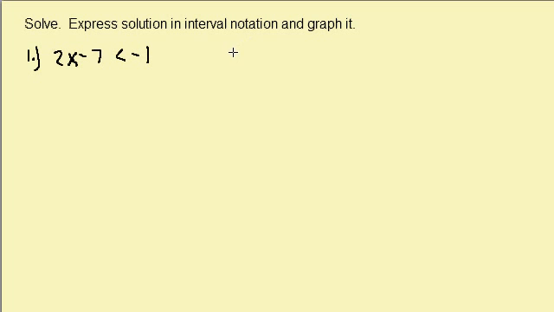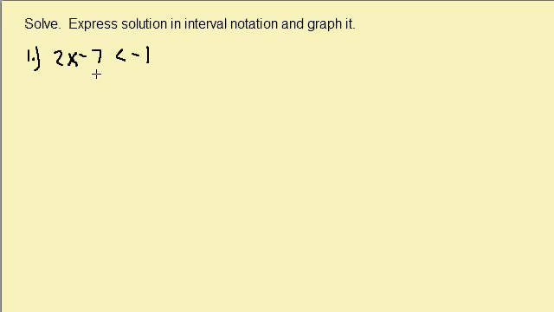To solve an inequality, we want x on one side of the inequality and everything else on the other side. So we can add and subtract the same number to both sides of an inequality, and we can multiply and divide both sides by the same positive number. If we multiply or divide both sides of an inequality by a negative number, we have to reverse the inequality symbol. And you'll see this in some of the examples that I work.